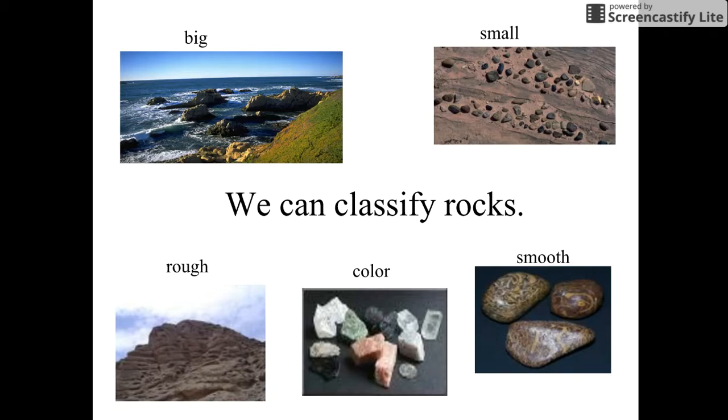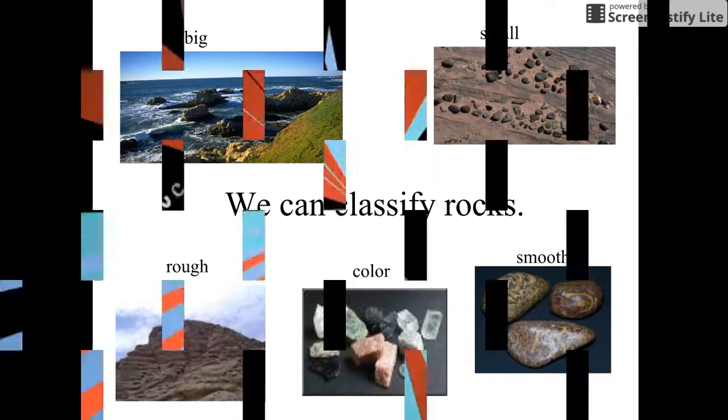Some ways that we classify rocks are by size. We can classify them as big or small. We can also classify them by texture. So you can classify them as rough or smooth. You can also classify them by color. So they could either be gray, white, black, or many other colors, whatever rock color you have.